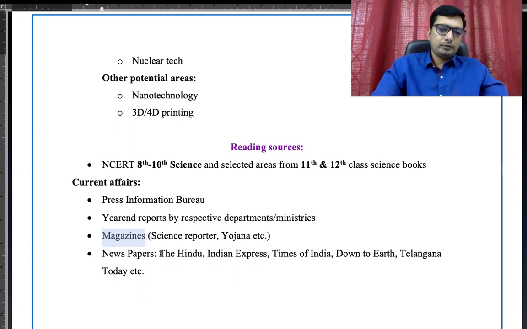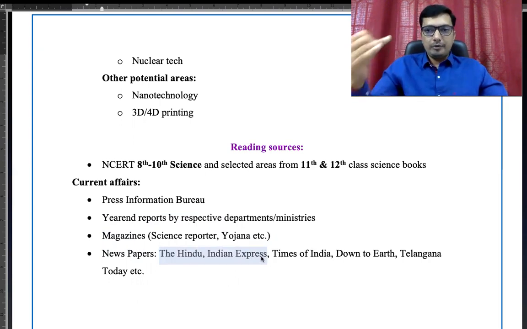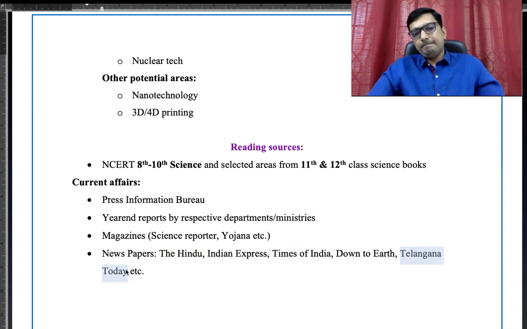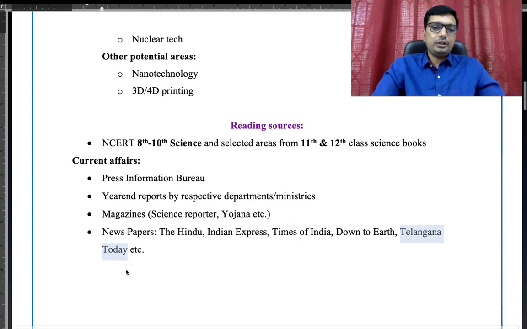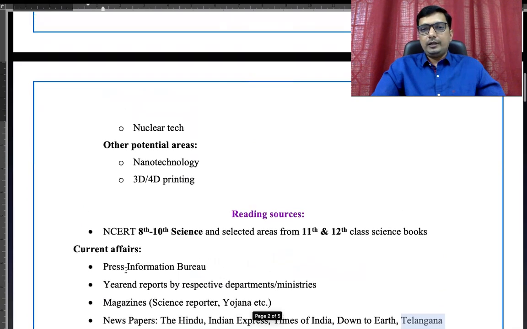Newspaper wise, of course, many people prefer reading The Hindu. Indian Express is also very good in terms of explaining things like COVID related things, what diagnostic techniques, what types of vaccines, etc. are nicely analyzed. Sometimes Times of India also complements very well here. Down To Earth, especially for environment related or policy related areas, is a very good source for us. For current affairs related to Telangana, Telangana Today is an excellent source. Like that, these are the different sources that you can read related to this exam.